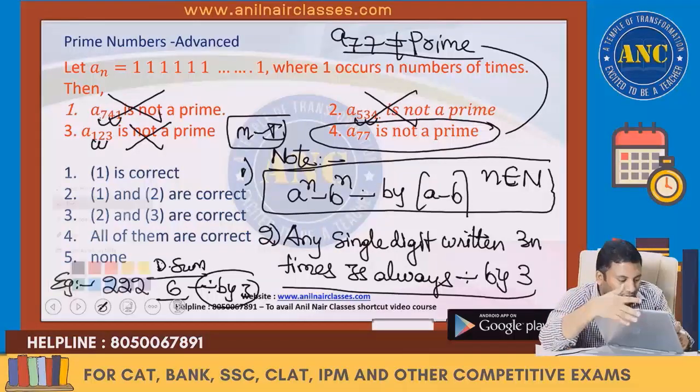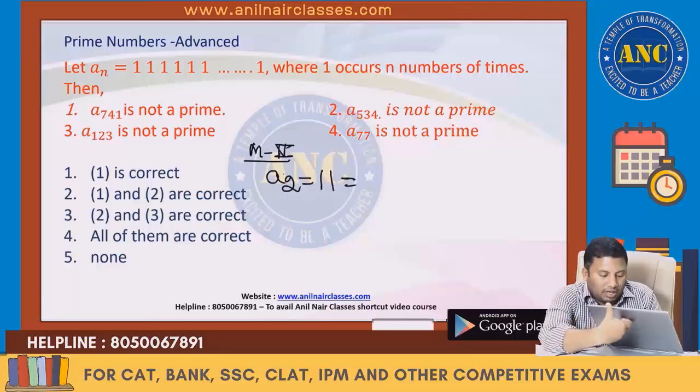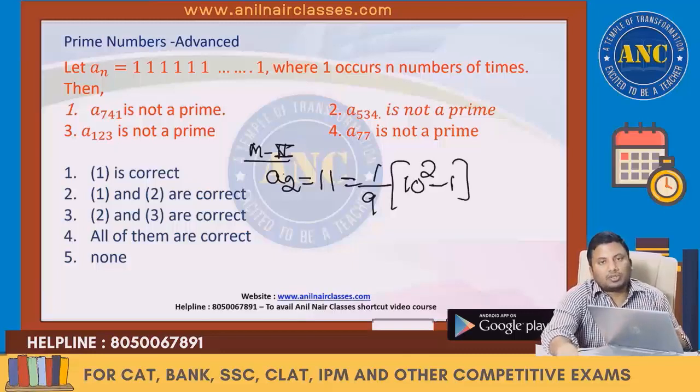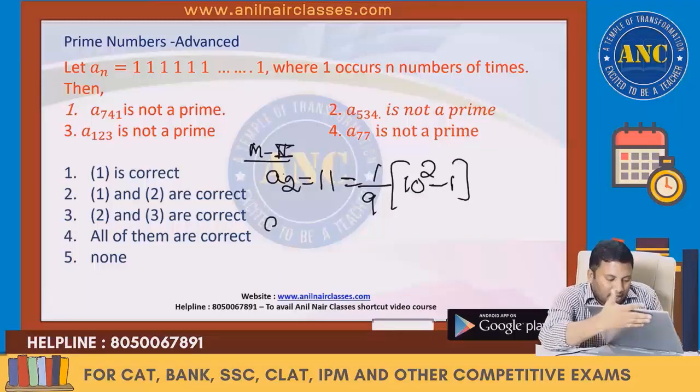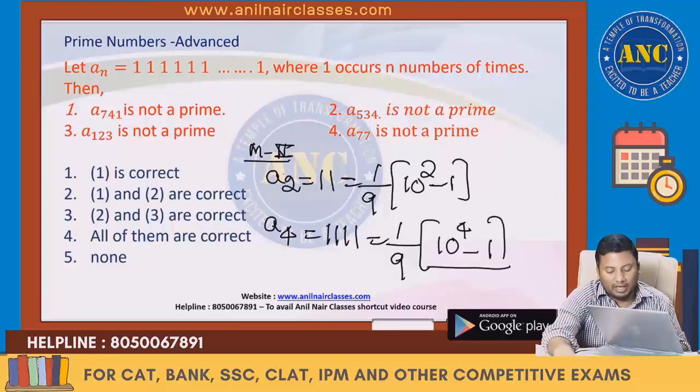Method 2. Please write down method 2. What is method 2? Suppose A2 is 11. Can I write it as 1 by 9 into 10 square minus 1? 10 square minus 1 is 99, and 99 divided by 9 is 11. If A4, in this context it is 1 written 4 times, this is nothing but 1 by 9 into 10 power 4 minus 1. Am I right?